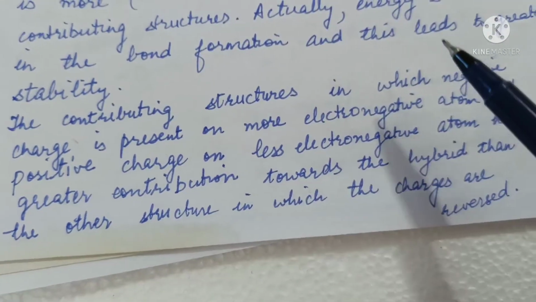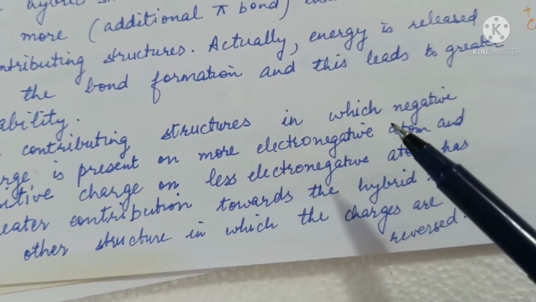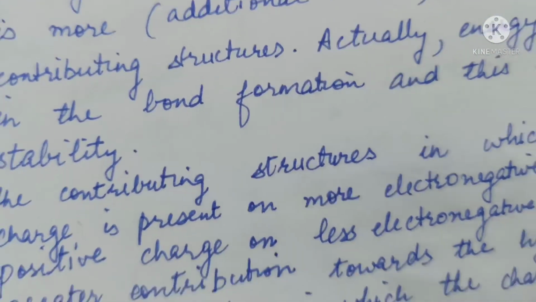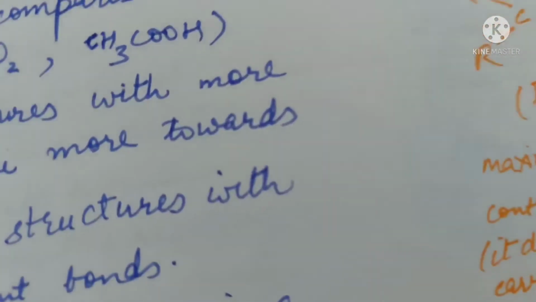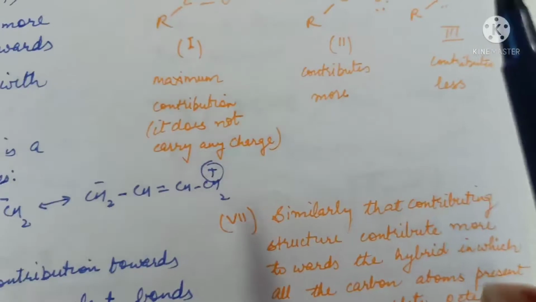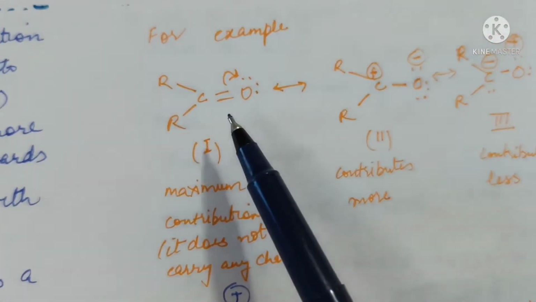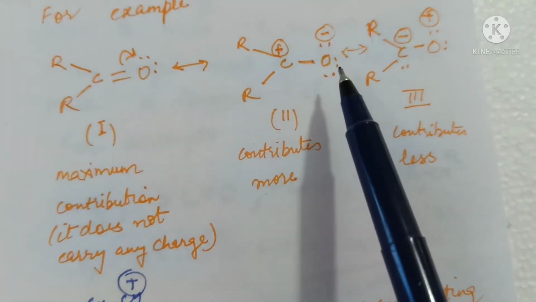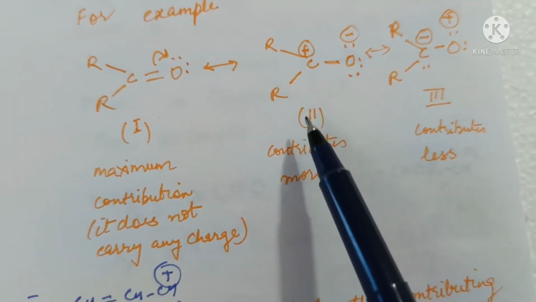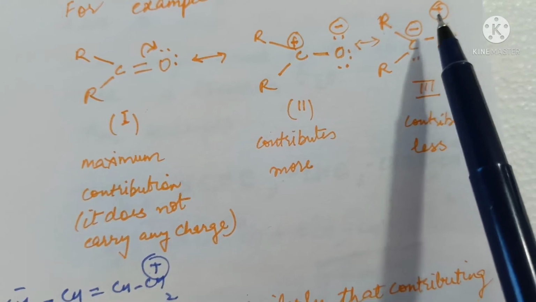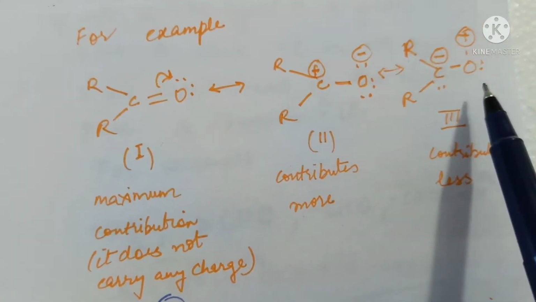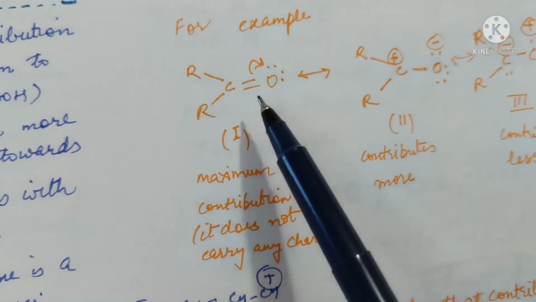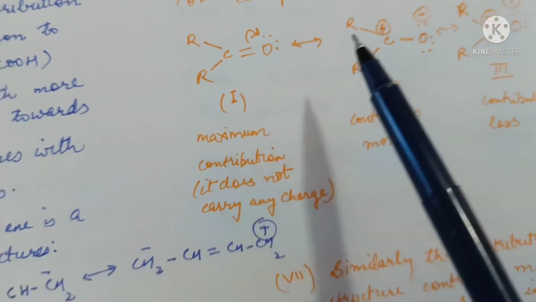The contributing structures in which negative charge is present on the more electronegative atom and positive charge on the less electronegative atom will give greater contribution to the resonance hybrid. So out of these structures, this structure having negative charge on the electronegative oxygen atom will contribute more than this one which has positive charge on the electronegative oxygen atom. And out of the three, this will give the maximum contribution because it does not carry any charge.